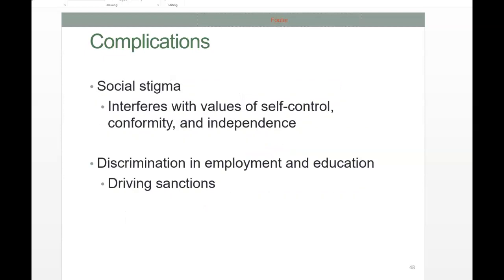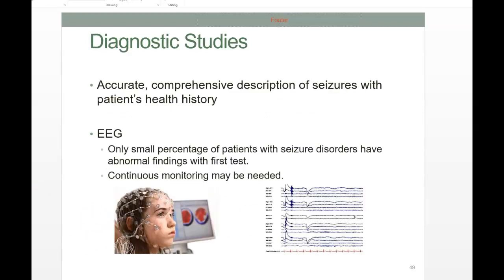Other complications that can occur with seizures: there is oftentimes a social stigma for people who have epilepsy or seizure disorder. It interferes with the value of self-control, with conformity and independence. There's also discrimination oftentimes in employment and the education system, and there are driving sanctions, so their independence is definitely taken away. So, some diagnostic studies: accurate comprehensive description of seizures with the patient's health history.